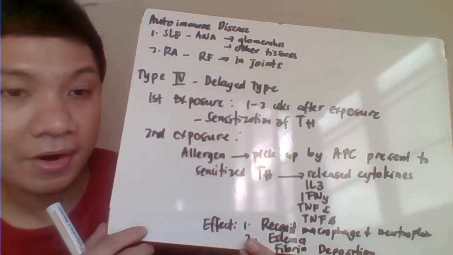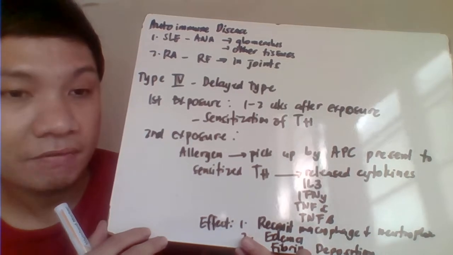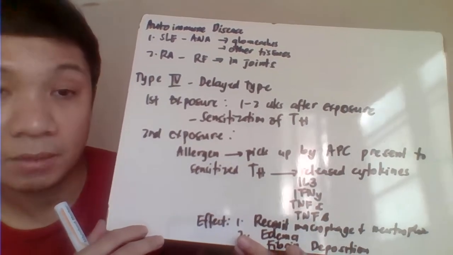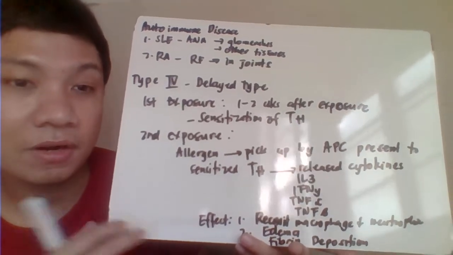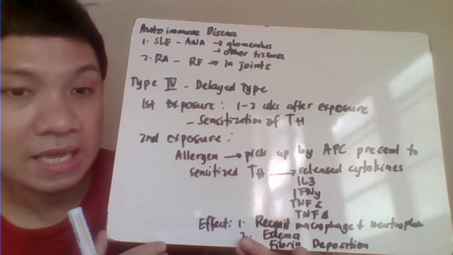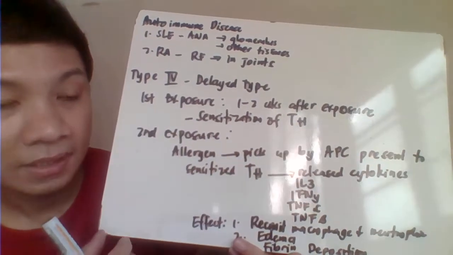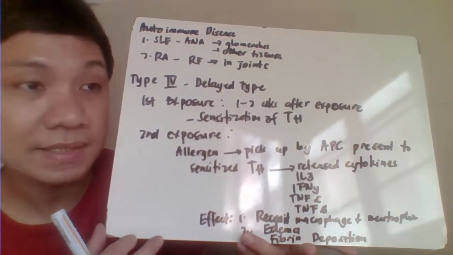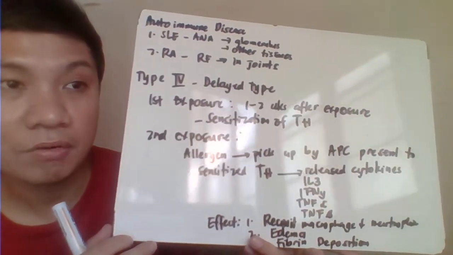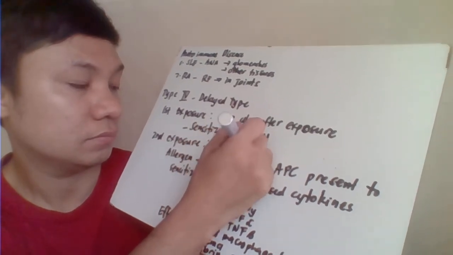Then we have the type 4 hypersensitivity reaction. We consider this a delayed type hypersensitivity reaction. What's being triggered here in type 4 is your sensitized T helper. During the first exposure, the antigen or allergen enters your body and primes or synthesizes your T helper. Usually it becomes sensitized after 1 to 2 weeks after exposure to the first antigen.